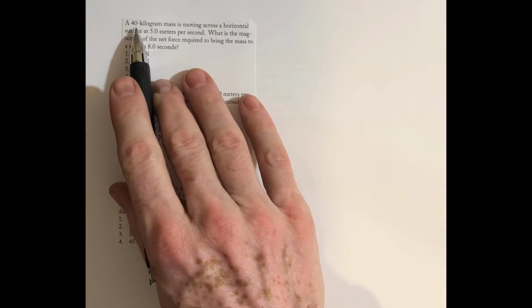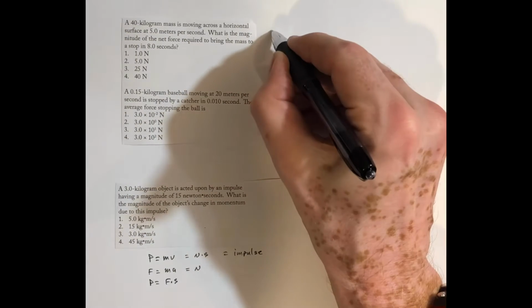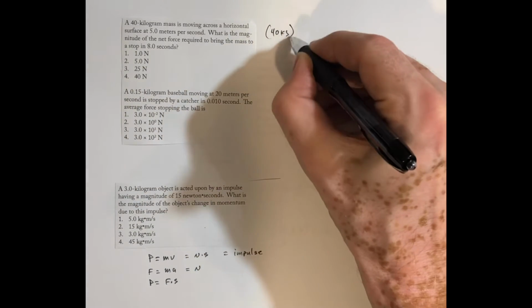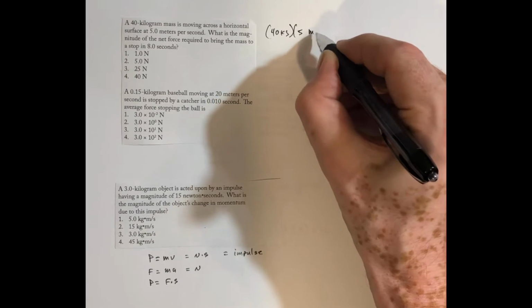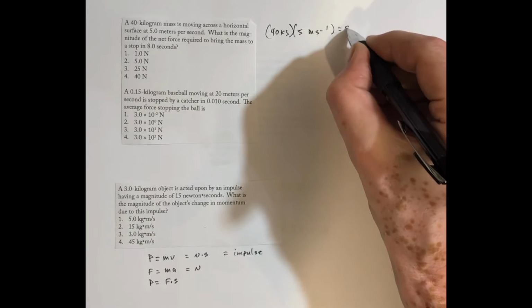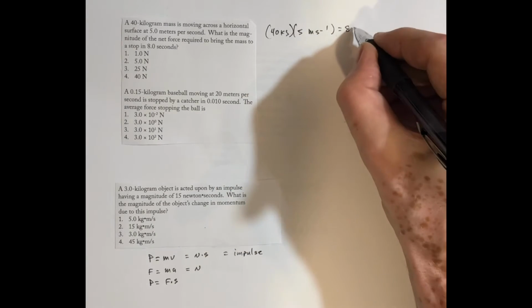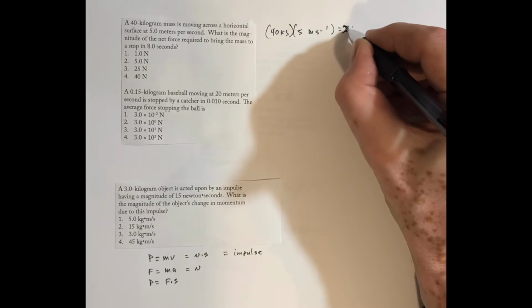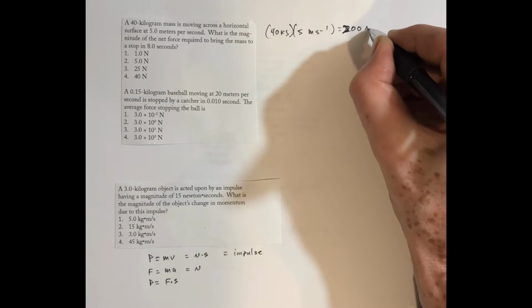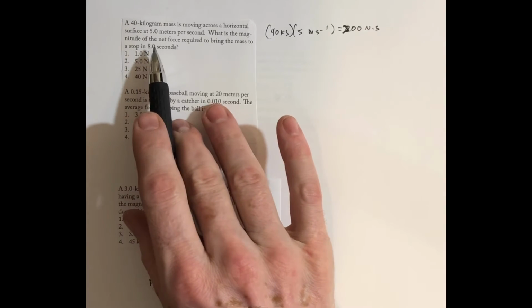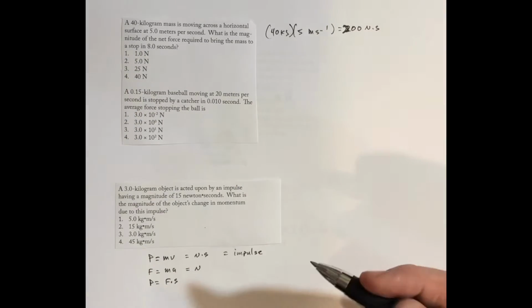Since I have 40 kilograms moving at 5 meters per second, we know this is going to be equal to, wait, no, I'm completely screwing this one up, 5 times 40, 200 rather, newtons times seconds. Okay, and then we want to know, what is the magnitude of the net force required to bring this mass to a stop in 8 seconds?